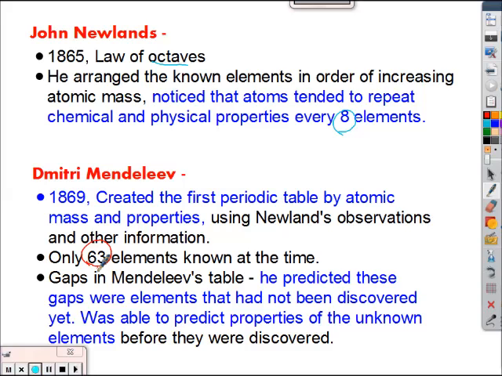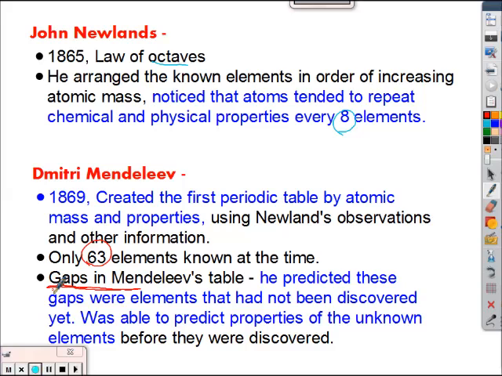And using Newland's law of octaves, he was able to put together a table based on the mass of the elements. People had tried organizing elements before, but what was important in Mendeleev's table is that he had gaps. Gaps being something that was empty.